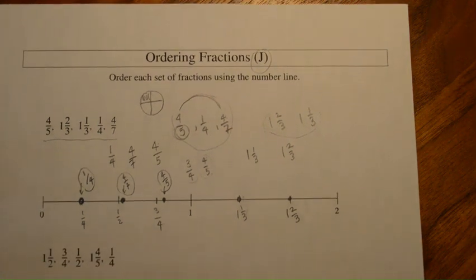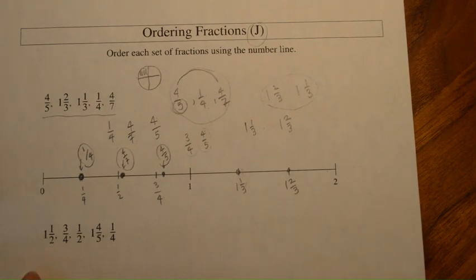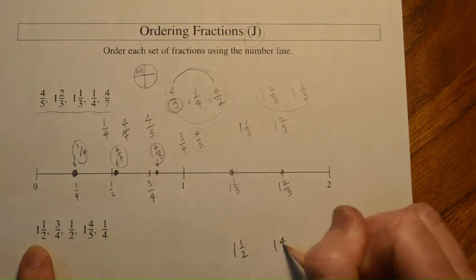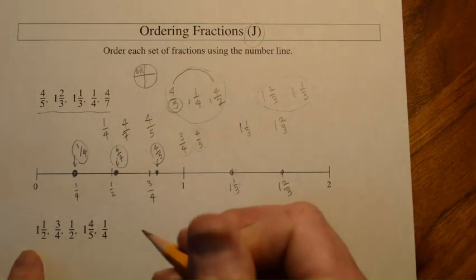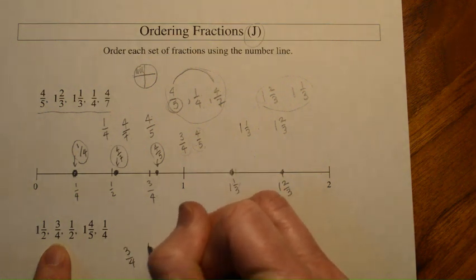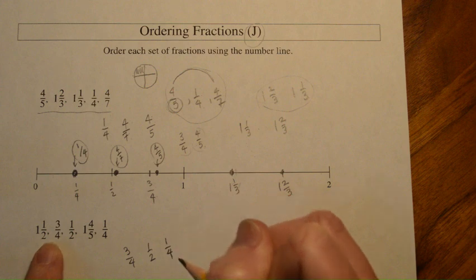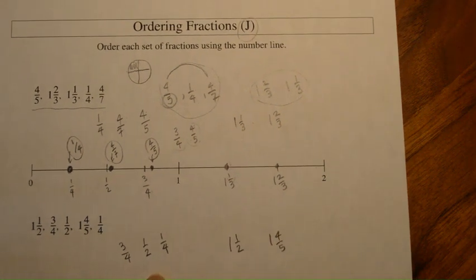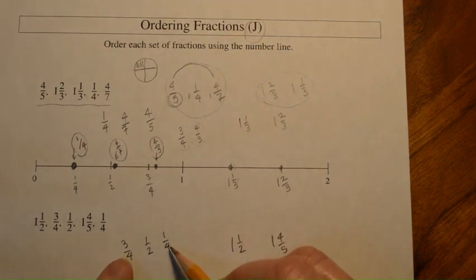All right, so let's try it again now with this one. So we've got 2 of them that are bigger than 1. So let's put them over here, 1 1/2 and 1 4/5. And then we've got 3 that are smaller than 1. We've got 3/4, we've got 1/2, and we've got 1/4. This one's too easy. You guys could totally do this without my help. All right, first of all, you can see that these two have the same denominator. That was one of our comparison techniques, right?